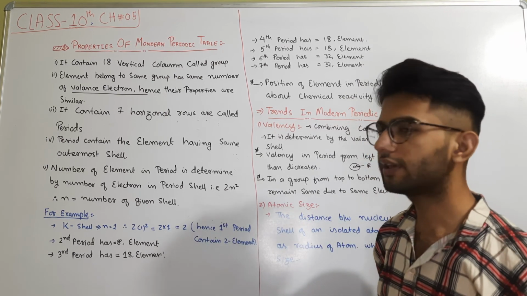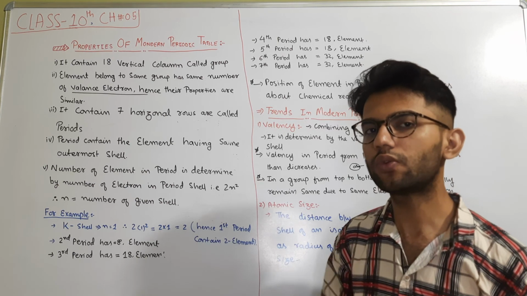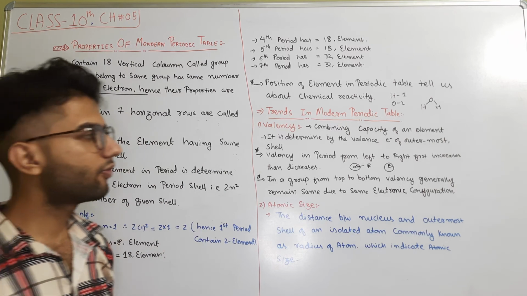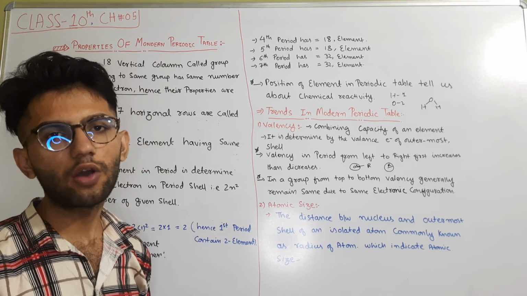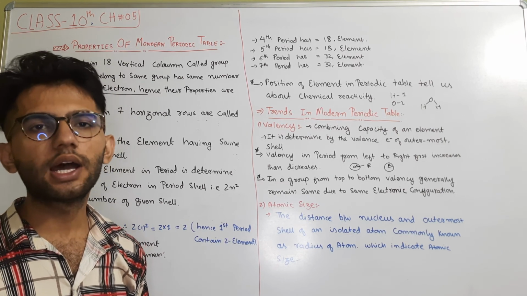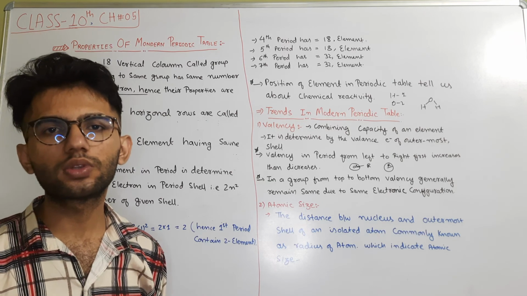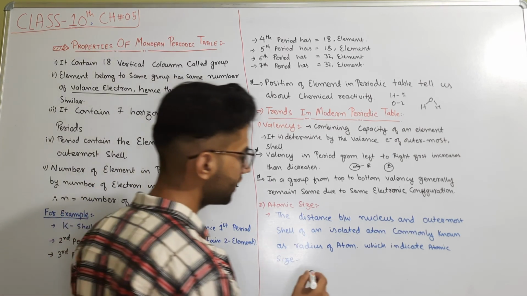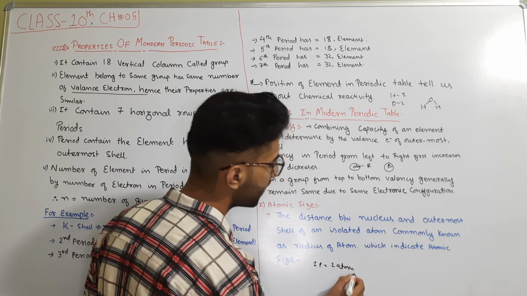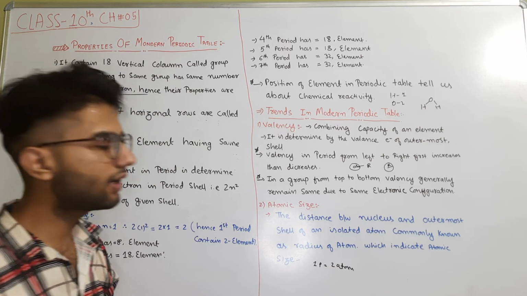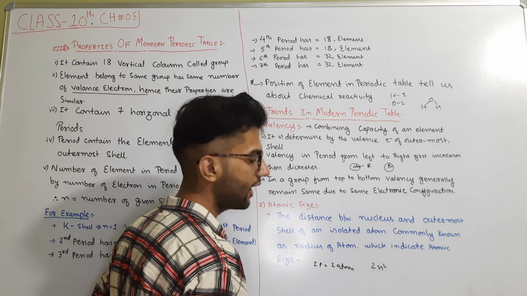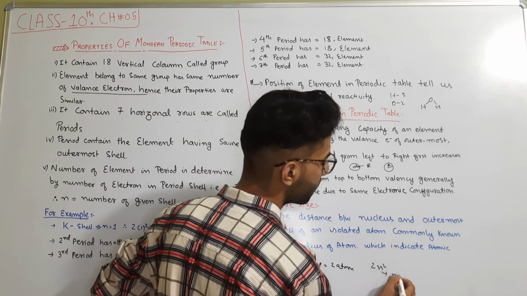Now the next question is: how many elements should we put into one period? The answer to that question comes from the number of electrons present in the outermost shell. The number of electrons in the outermost shell will give the answer of how many atoms should be present in the period. As you all know, in the first period there are 2 elements. Why are there 2 elements? Because there is a formula known as 2n square, where n represents the number of the outermost shell.